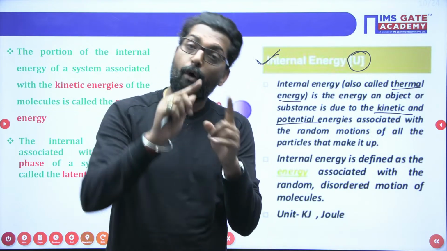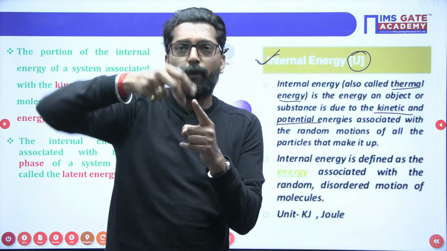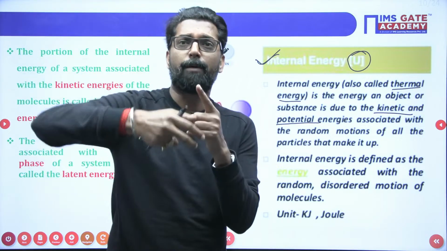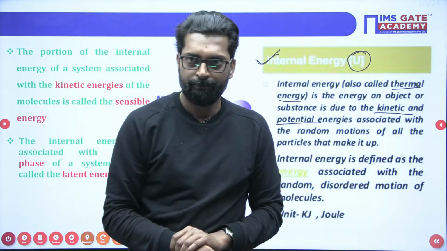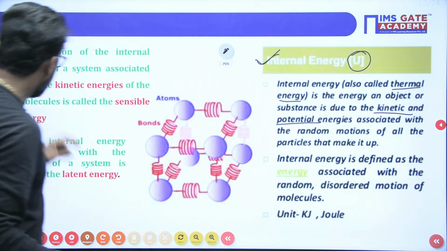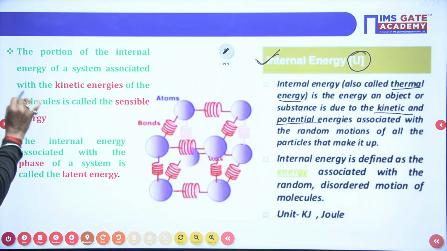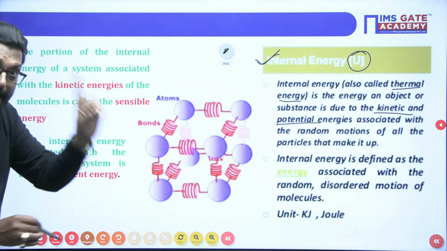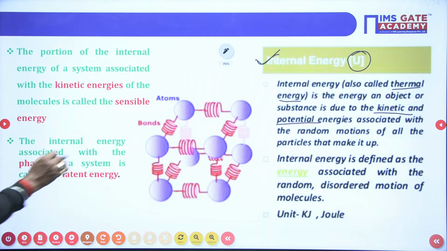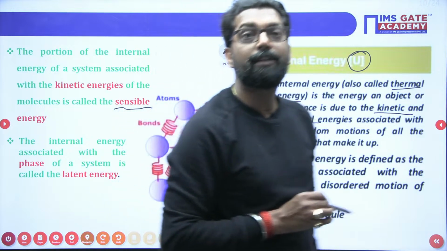So one extra component must be added when you measure the disorderness of the molecules through the entropy. One term is added for the generation. Okay. Now, the portion of internal energy of the system associated with the kinetic energy, why? This internal energy is associated with the kinetic energy and potential energy. So the internal energy which is associated with the kinetic energy of the molecules is called sensible energy. That is called sensible energy.